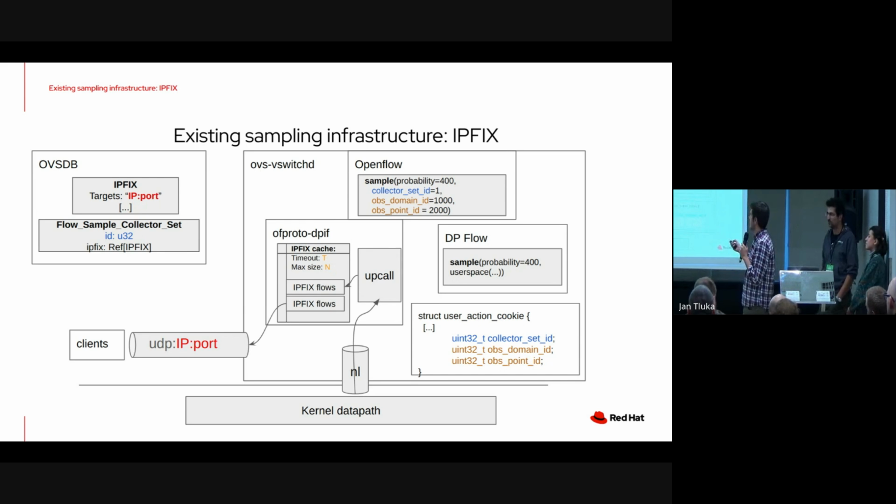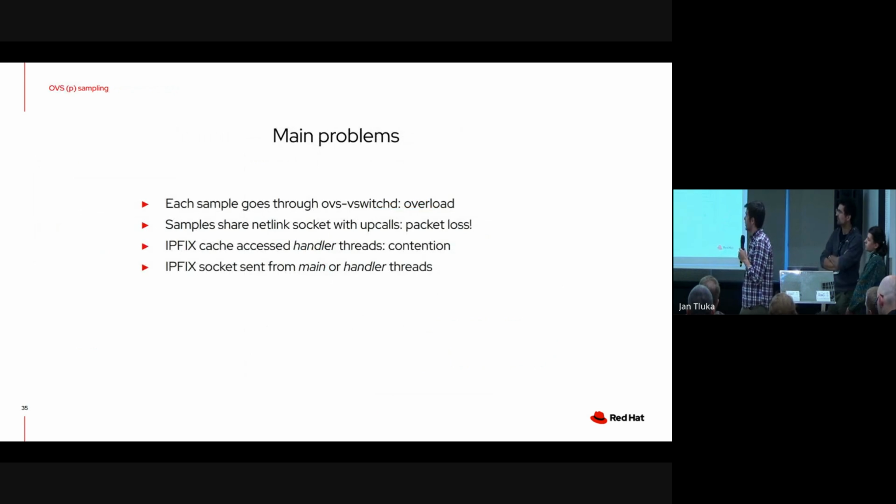How it worked is we translated this sample action into a data path action that is basically sample with some probability and user space. So an upcall. We send the packet with the metadata from the kernel up to user space. We create a cache, build the IPFIX frames or whatever, and eventually at a certain point, we send them out through a UDP socket.